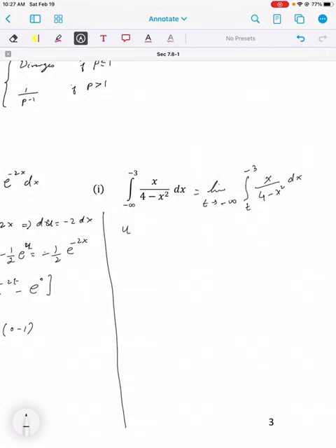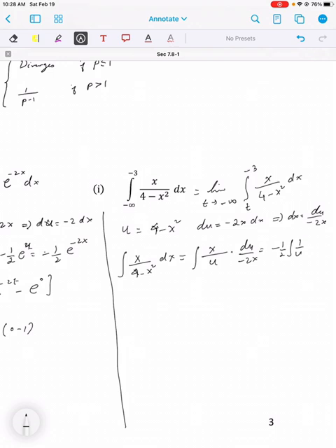So this becomes x over u times du over minus 2x, which is going to be minus 1/2 times the integral of 1 over u du, which is negative 1/2 ln of the absolute value of u, or negative 1/2 ln of the absolute value of 4 minus x squared. Now we will apply the limit. So the limit as t goes to negative infinity of negative 1/2 ln of 4 minus x squared. Apply the limits from t to negative 3.